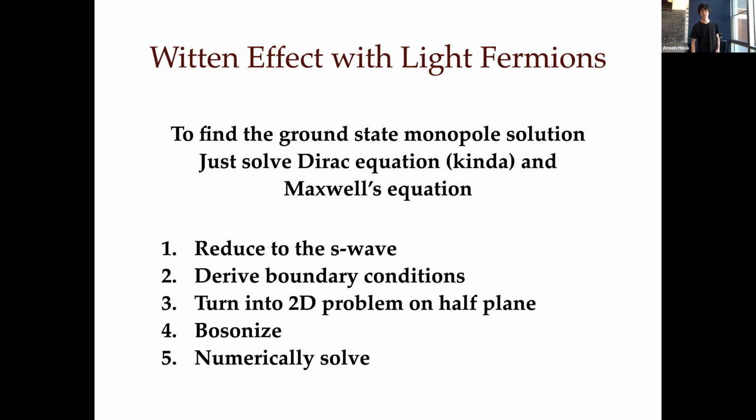And so the step to doing this is basically, I'm going to reduce to the S wave since it's likely the solution is spherically symmetric. So go to the spherically symmetric limit. I'm going to derive what the boundary conditions are. Since I specified my UV completion, I've specified my boundary condition. I'll turn it into a 2D problem. I'll bosonize it, which is basically the trick that takes the Dirac equation and will let you take into account the anomaly. And finally, I'm just going to numerically solve it since my analytics is not strong enough to solve these equations.